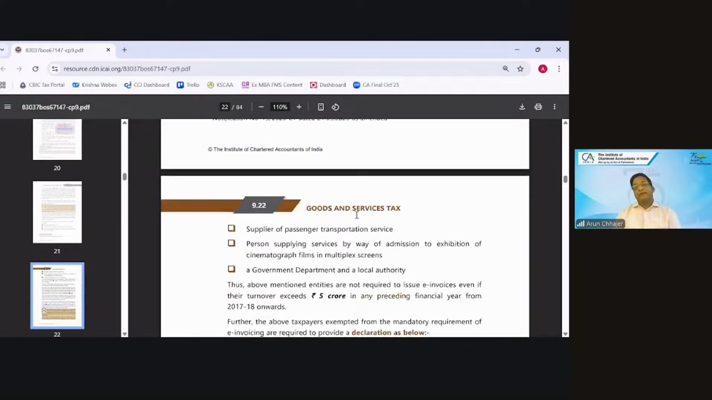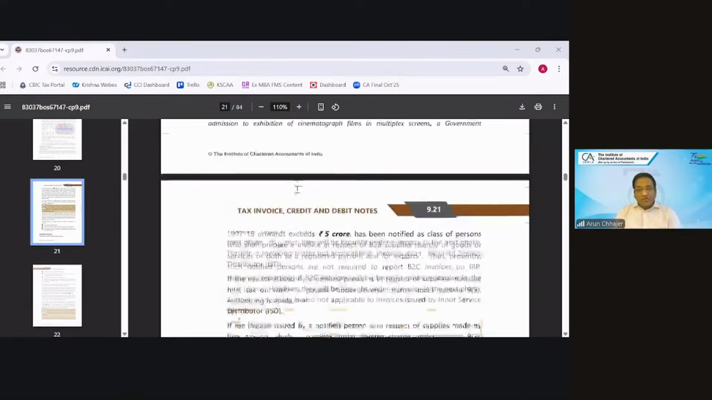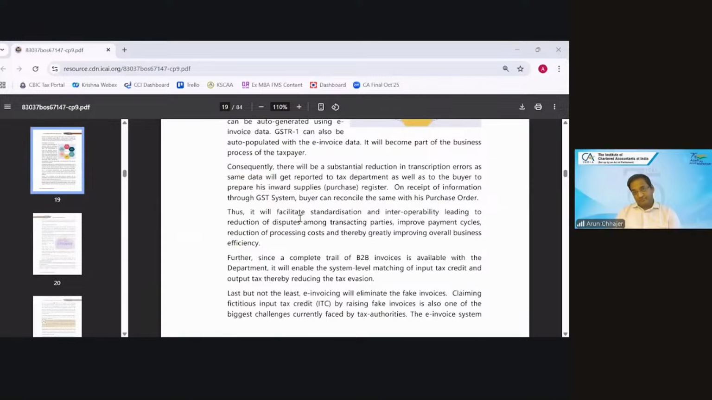Point number one. Supply to SEZ is an export? Technically, no. Please note, whether supply to SEZ is export, wrong sentence. Wrong term. Because when you say export, is it deemed export? Please note, supply to the SEZ unit or developer is neither export nor deemed export. It is a zero rated supply.